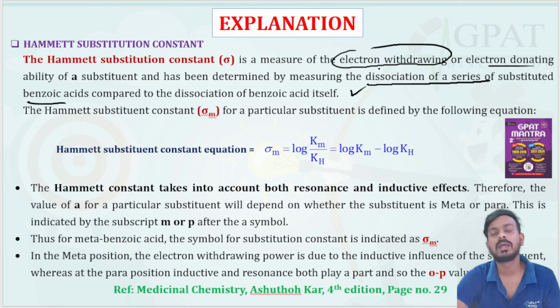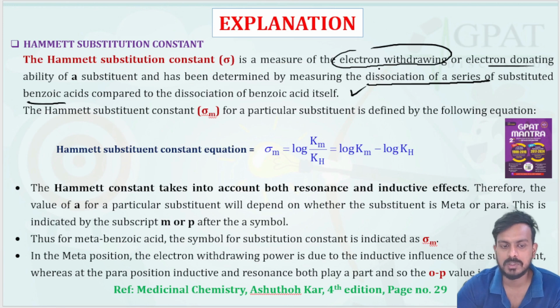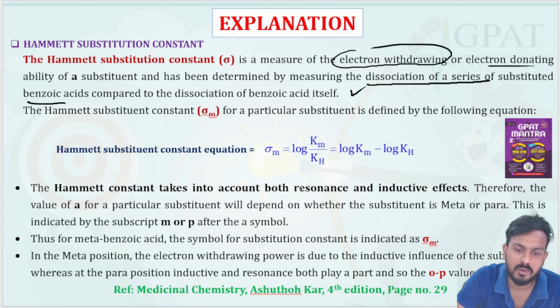So the Hammett substituent constant, or sigma, indicates the electron withdrawing or electron donating ability of a substituent by measuring what? By measuring the dissociation of a series of substituted benzoic acids as compared to the dissociation of benzoic acid itself. The Hammett constant sigma m of a particular substituent is defined by the following equation: log Km by KH is equal to log K minus log KH.